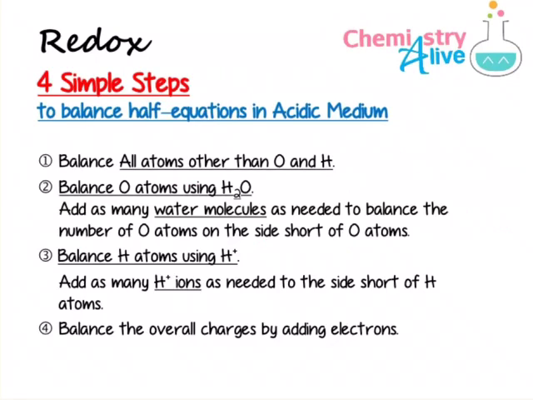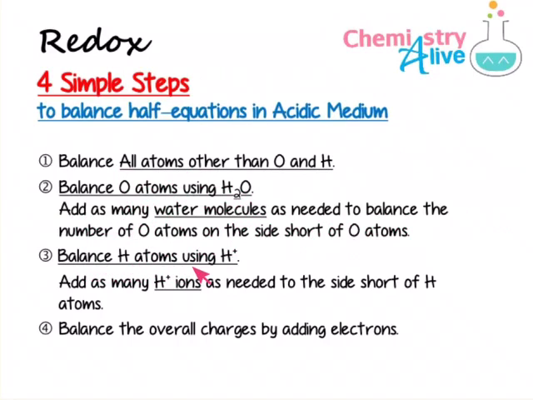Let's just recap what we have just learned. So to balance half equations in acidic medium, the 4 simple steps are: Step 1. Balance all atoms other than oxygen and hydrogen. Moving on, step 2. Balance oxygen atoms using water. We do that by adding as many water as needed to balance the number of oxygen atoms on the side short of oxygen atoms. Step 3.